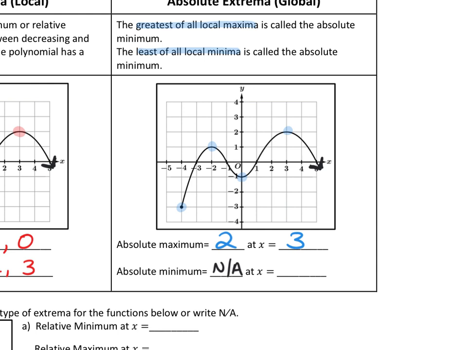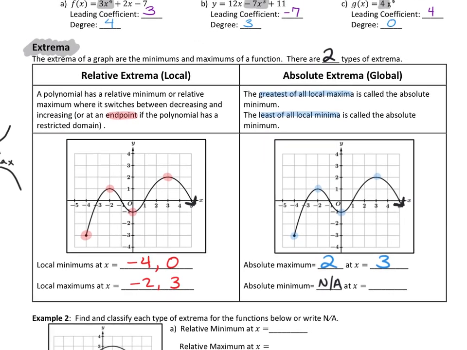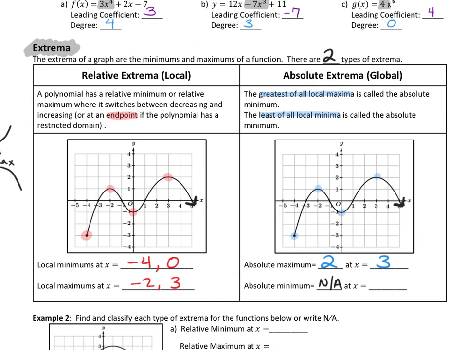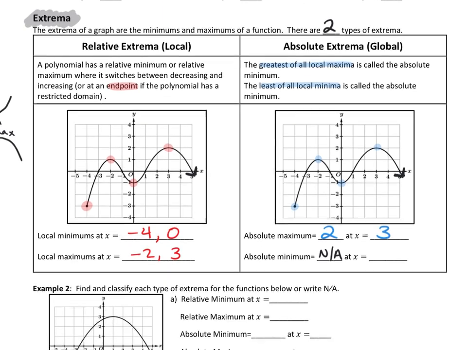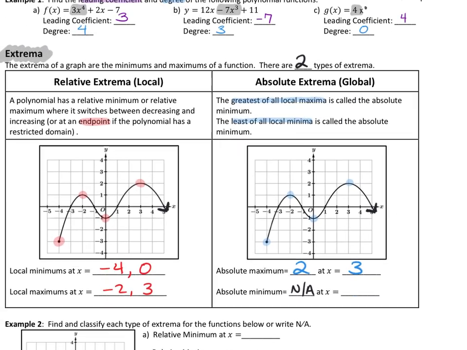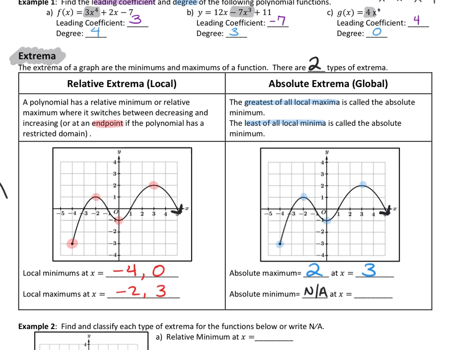Does that vocabulary make sense? Local versus absolute? Local is any hill or valley or endpoint. Absolute is the highest hill or the lowest valley. Okay, yes ma'am, that's a great question. When it says absolute maximum, it's wanting to know how high does it actually go. The highest it goes is 2. And that occurs at the x value of 3. So the highest it goes is 2. At what location? 3.